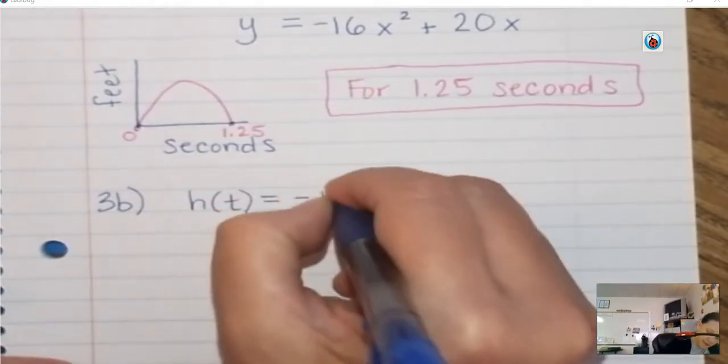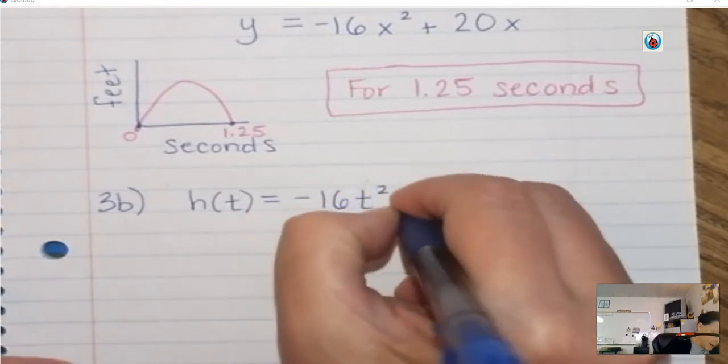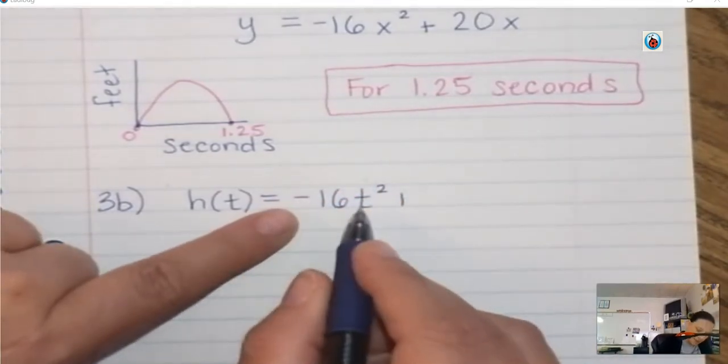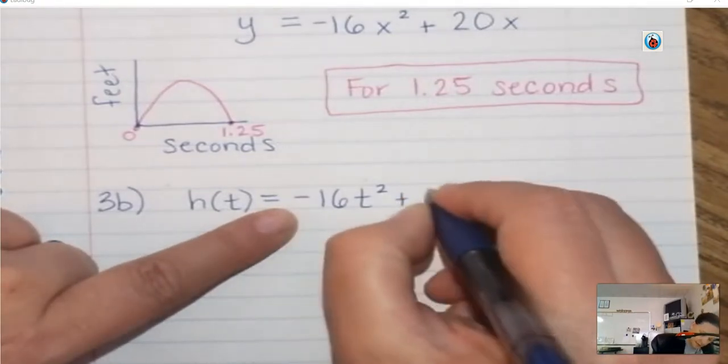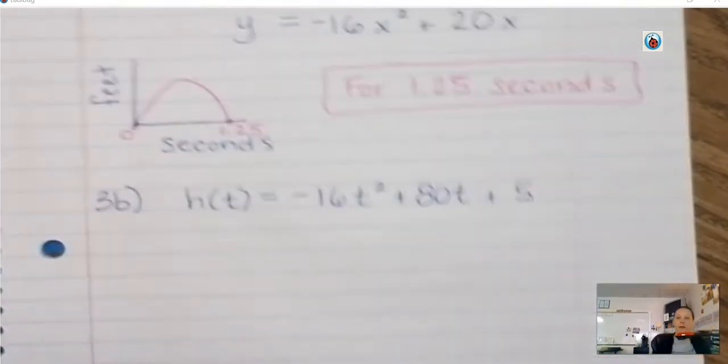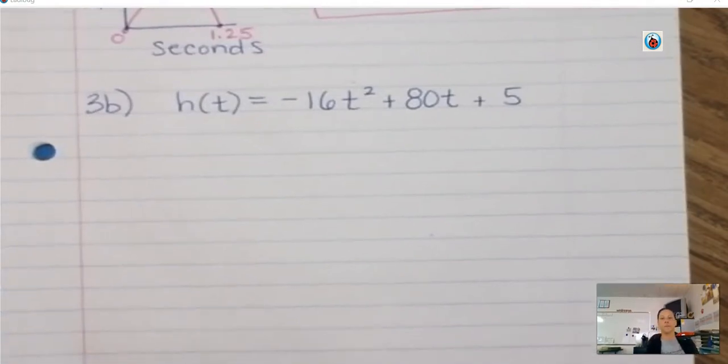Okay, the equation is h of t equals negative 16 t squared. Oh, wait, that's not it. Sorry. It's still negative 16 t squared plus 80 t plus 5. I was looking at the one above.